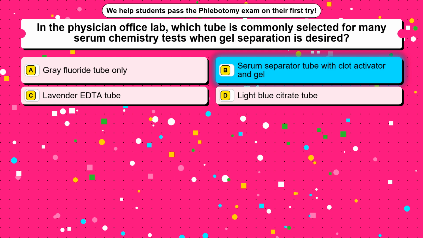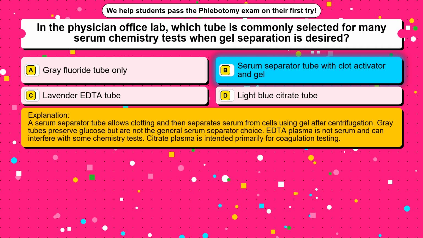The correct answer is option B, serum separator tube with clot activator and gel. A serum separator tube allows clotting and then separates serum from cells using gel after centrifugation. Gray tubes preserve glucose but are not the general serum separator choice. EDTA plasma is not serum and can interfere with some chemistry tests. Citrate plasma is intended primarily for coagulation testing.